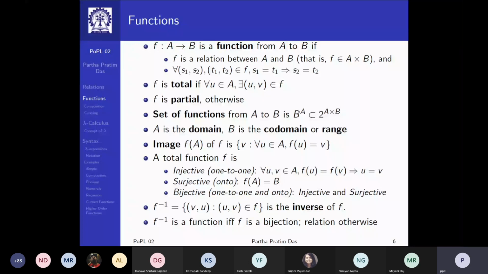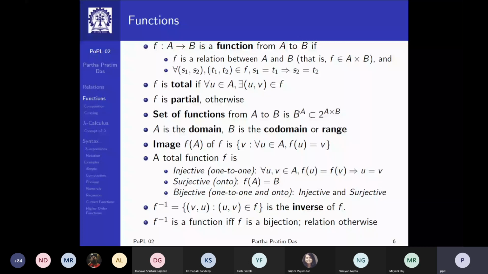If you consider the constraint on the function, then you will see that the number of functions that you can have from A to B is the size of B, or the number of elements in B, raised to the power of the number of elements in A. So the set of functions from A to B is represented as B to the power A. And naturally it is a subset of the power set of A cross B, the Cartesian product of A and B.